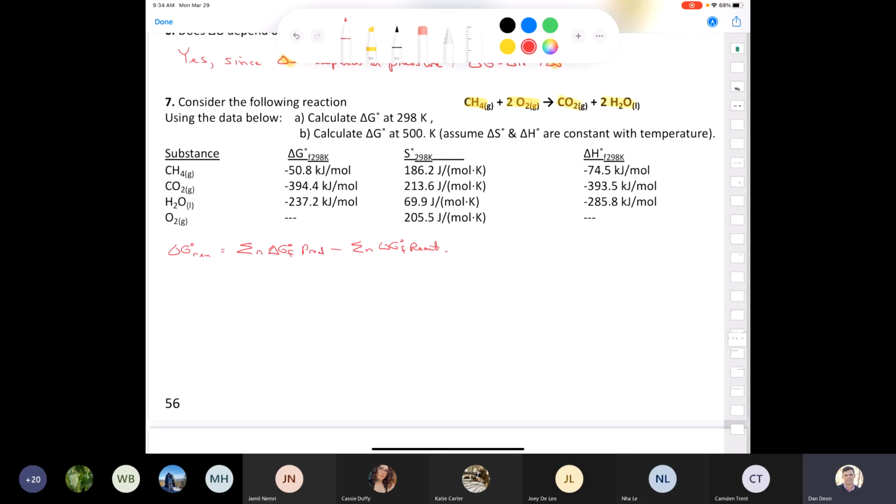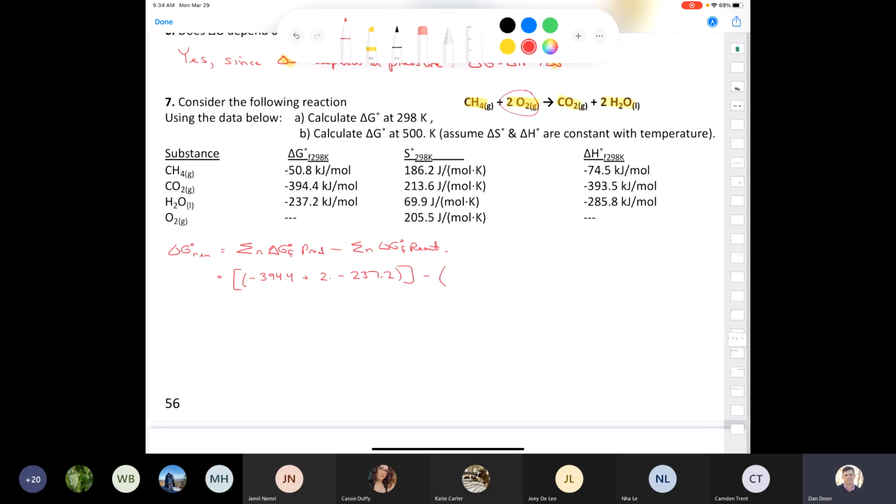That's the formula that we need. You need to know that formula in this class. So let's see. Our products are carbon dioxide and water. So I have my carbon dioxide. I only have 1 mole of carbon dioxide, so it's negative 394.4 kilojoules per mole. I have 2 moles of water, so I'm going to add 2 times negative 237.2 kilojoules per mole. I'll put all of that together, and then I'm going to subtract.